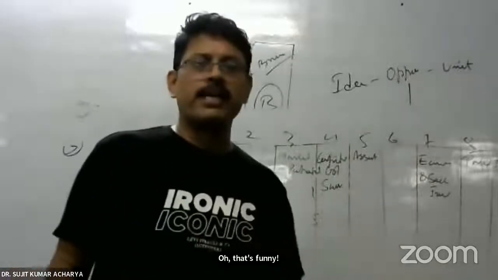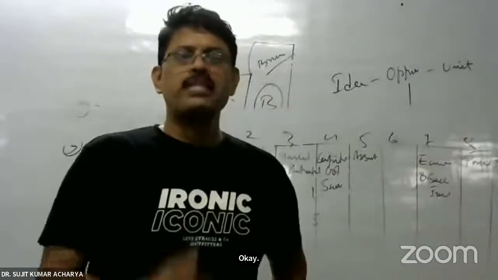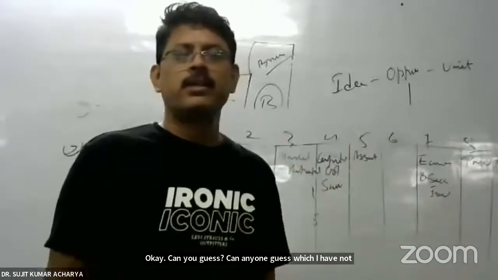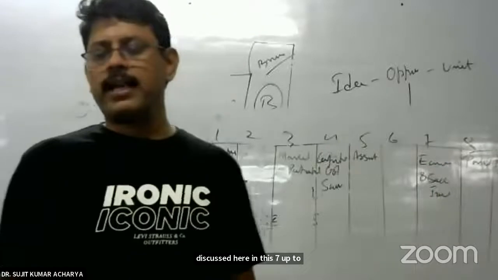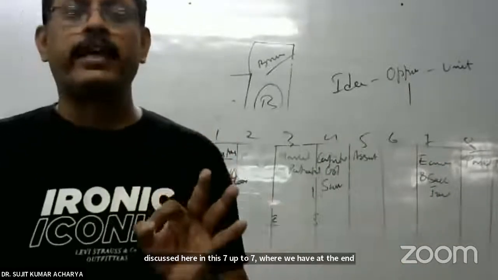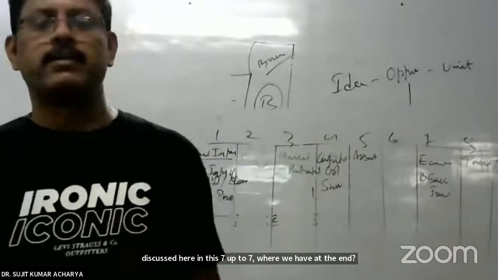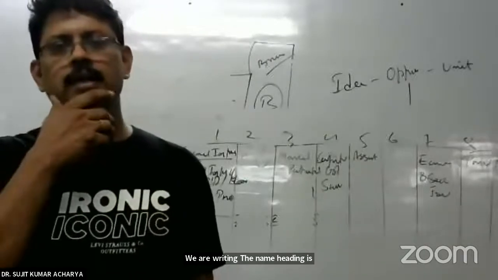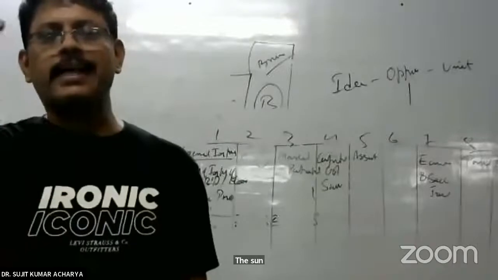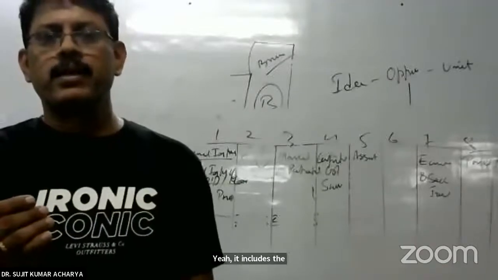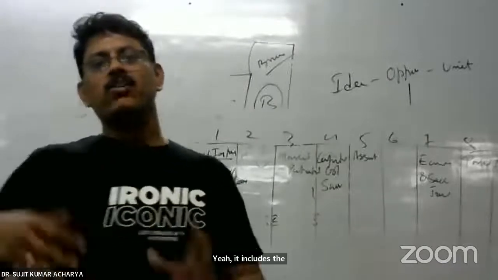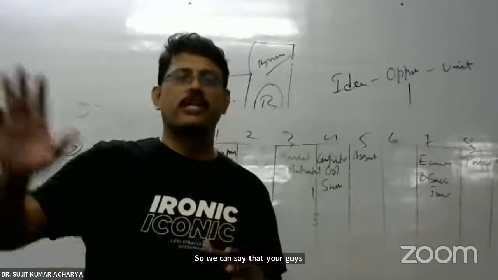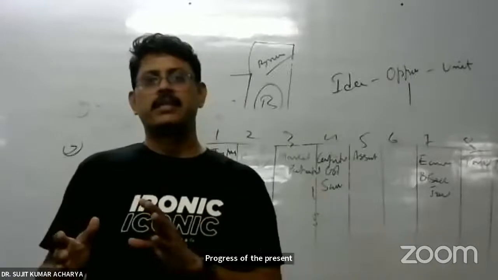Can anyone guess what I have not discussed here in points 1 up to 7, where at the end we are writing the heading project implementation? Clear? It includes the deadlines. So we can say that year-wise or month-wise or date-wise progress of the project, progress of the enterprise.